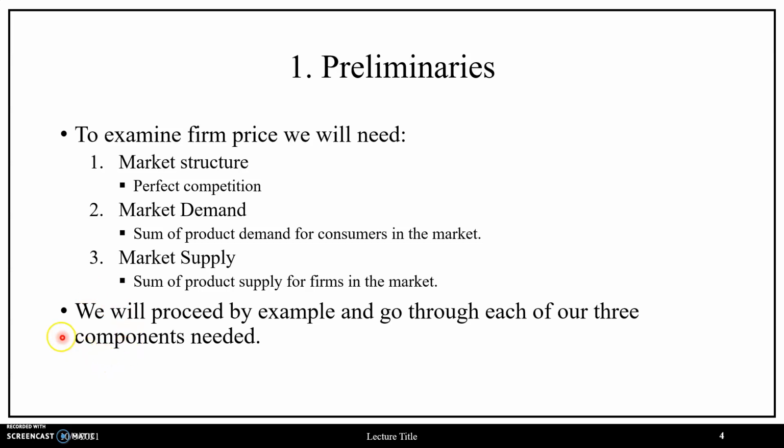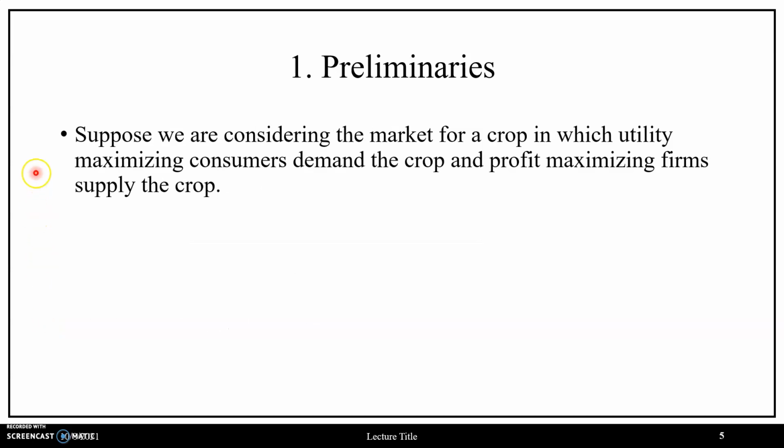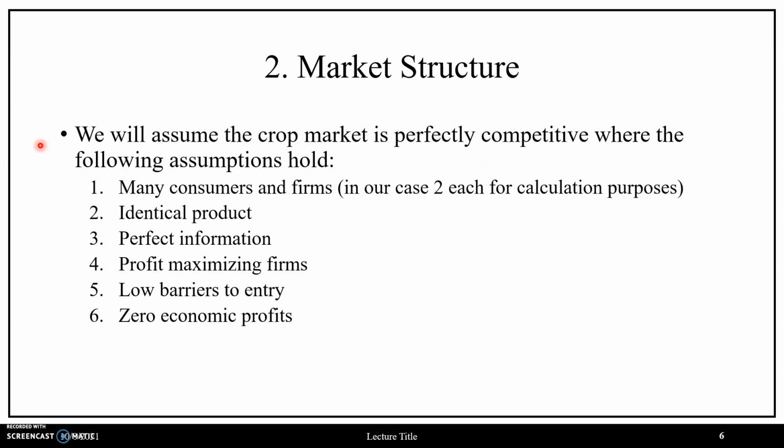In order to proceed, we'll go by example and go through each of our three components as needed, where, in our example, suppose we are considering the market for a crop in which our market is comprised of utility maximizing consumers who demand the crop, as well as profit maximizing firms who supply the crop.